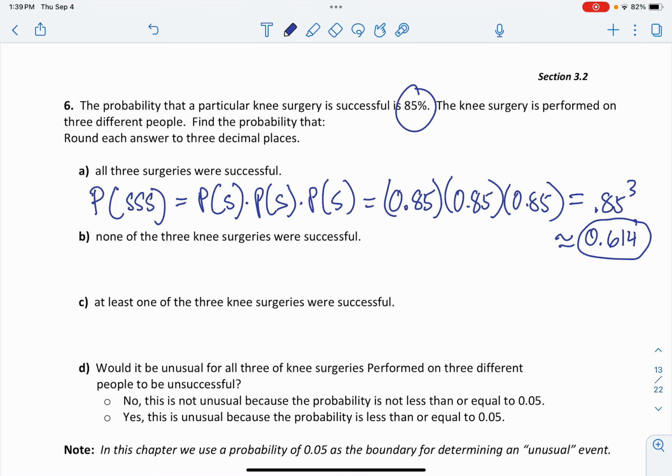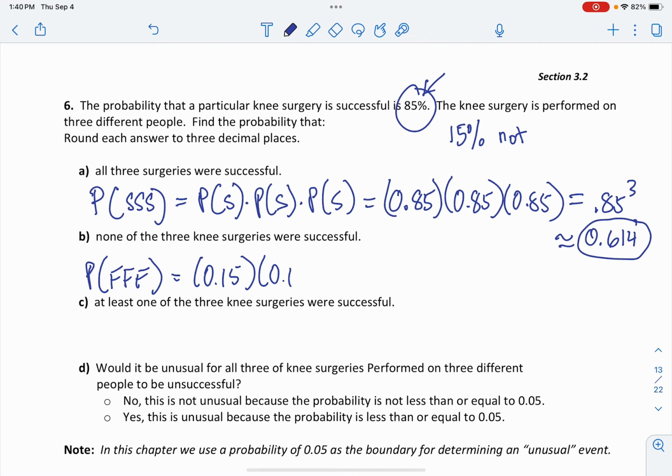Now how about the second one? None of the 3 are successful. So if it's 85% successful, then 15% would be the opposite of that, right? Because they have to add up to 100%. So 15% not successful, right? So let's go with probability of, let's call it fail. Fail, fail, fail. And then I'm going to skip just multiplying that out. I just know to multiply them all together. So it's going to be 0.15 times 0.15 times 0.15, or 0.15 to the third power, which is approximately 0.003.